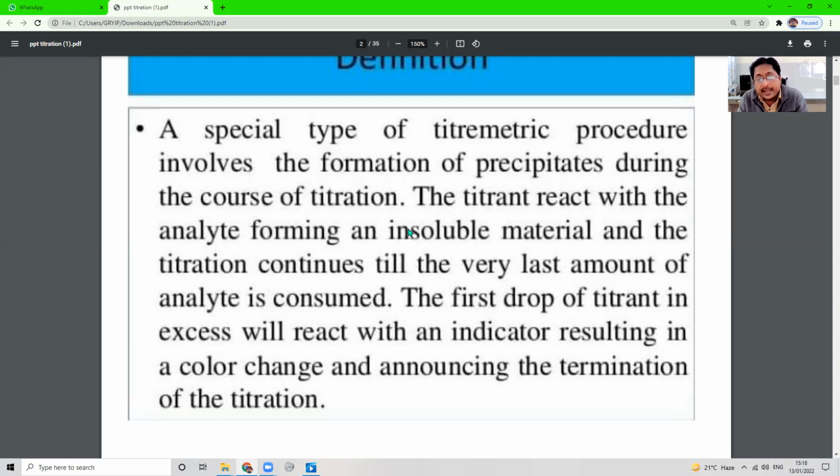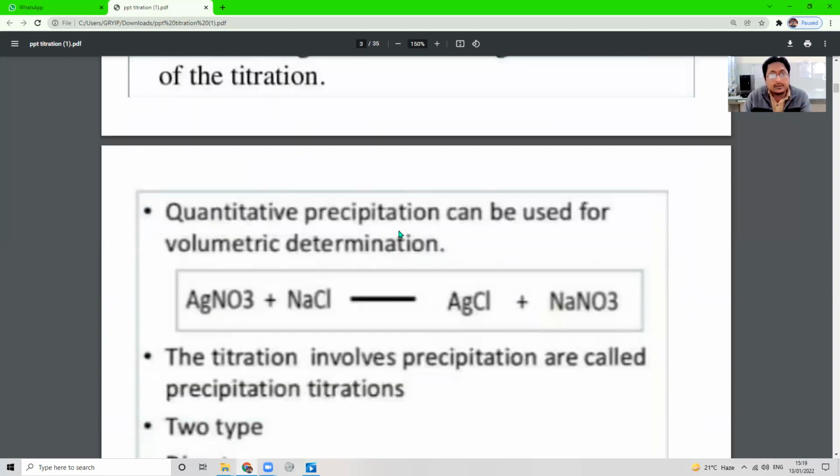The first drop of titrant in excess will react with the indicator, resulting in a color change and announcing the termination of the titration. Now here you can see the reaction. NaCl is a chloride-containing salt. It is titrated against silver nitrate so that a precipitate of silver chloride is formed with NaNO3. After completion of the reaction, this AgNO3 again reacts with the indicator and forms a complex with the indicator and gives the endpoint color change.